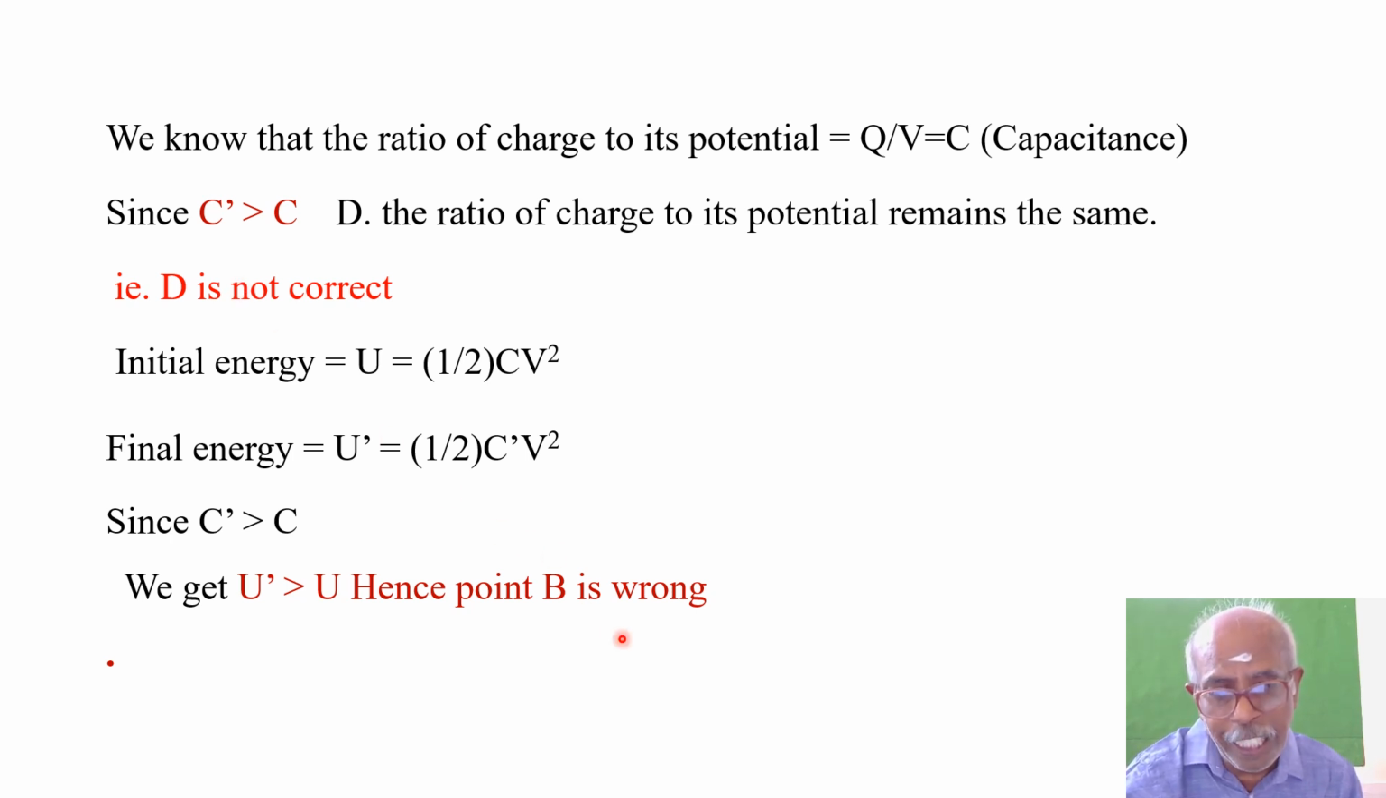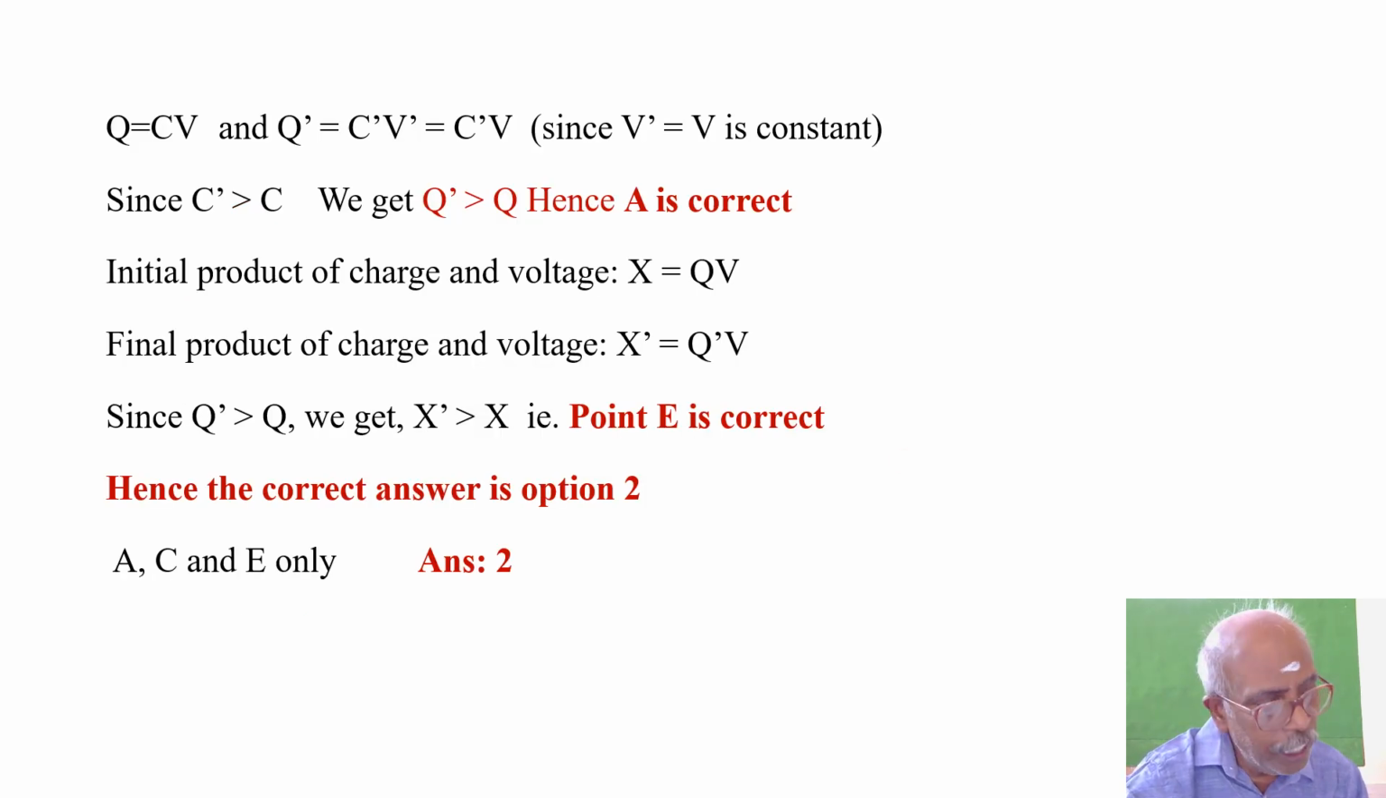So far we have seen A is right. Sorry, C is right. Okay, C is correct. B is not correct. D is not correct. Okay, then what about A and E, sir? Let us look into that also. What is A? The charge stored in it increases. Whether it is right or wrong, we'll see.